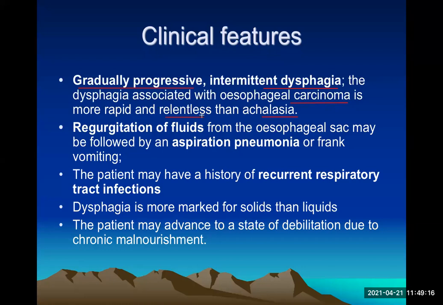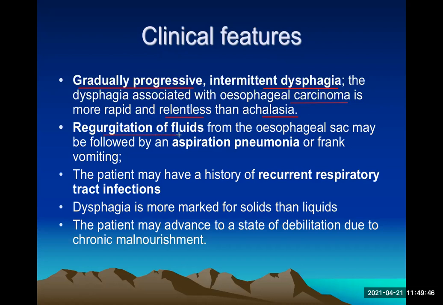The patient cannot even swallow anything. In the beginning, probably there is a small gap still present, so the patient can swallow the liquid form of food. But later on, when it is completely occluded, the patient cannot swallow even liquid food. So this is in esophageal carcinoma. But in achalasia, there is no complete obstruction. Still something is passing. That's why it is known as intermittent dysphagia.